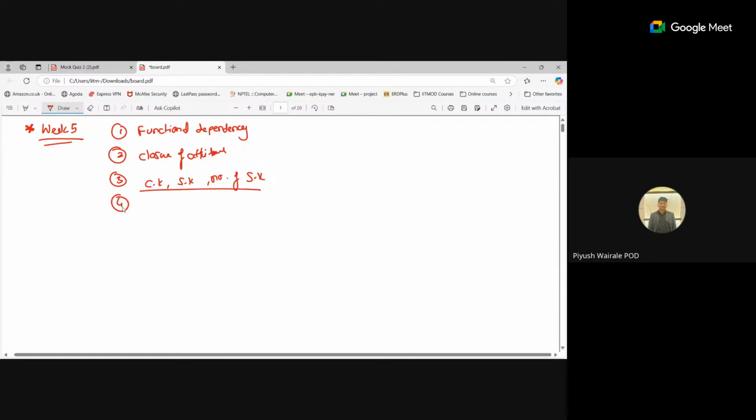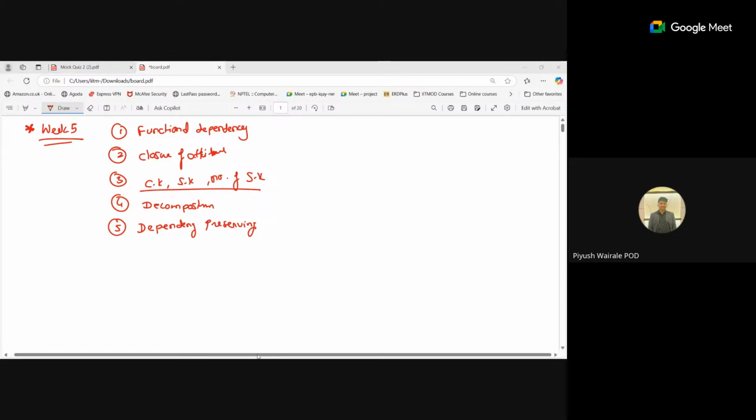Then we should check the decomposition part. Then we have the dependency preserving part, right? So this we have in week 5. Week 6 is basically the normalization part. So we'll discuss all those things in detail in today's session. So the first thing is basically functional dependency.